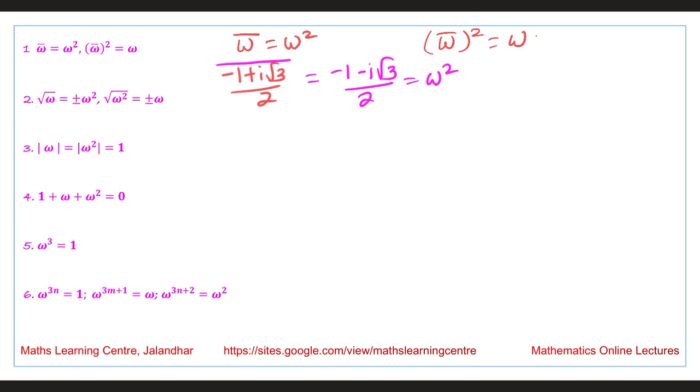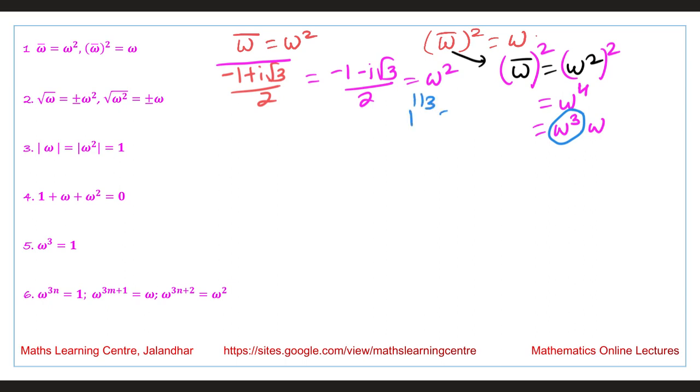And if we square this term, talking about the second part over here, we are saying omega bar is equal to omega square. If we square these terms, this will become omega raised to the power 4. This is equal to omega cube into omega. And what is omega cube? We are saying 1 raised to the power 1 by 3 is basically one of the values is omega. So it means omega cube will be equal to 1. So this omega cube is equal to 1. So the answer we get is equal to omega. So we are saying that omega bar square is equal to omega.